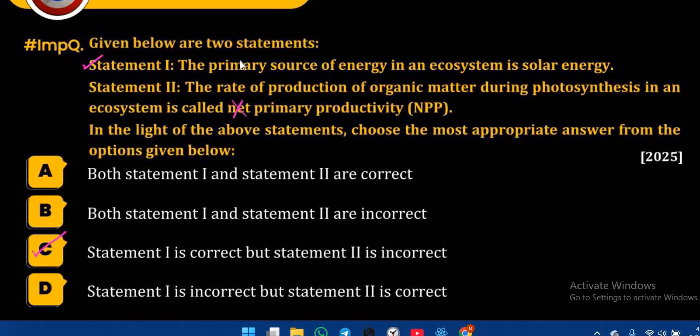Next question. Given below are two statements. Statement first: the primary source of energy in an ecosystem is solar energy. First statement is true. The rate of production of organic matter during photosynthesis in an ecosystem is called net primary productivity, NPP. Second statement is incorrect. So option C is correct.